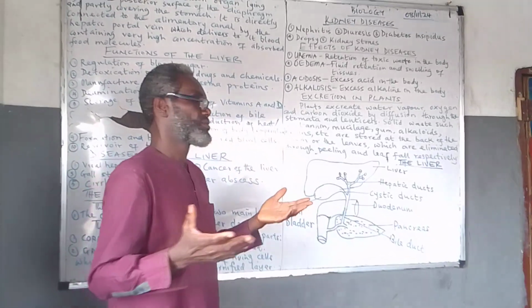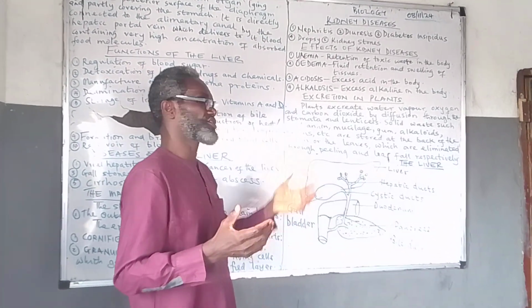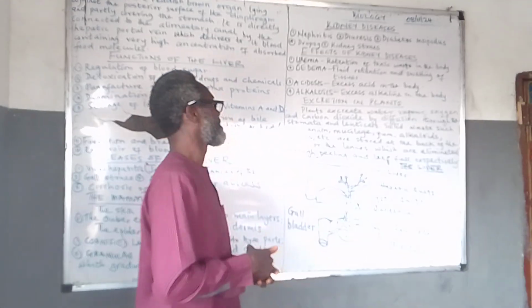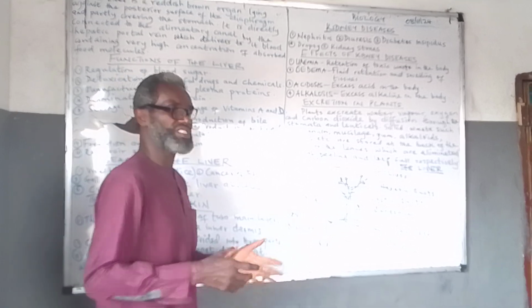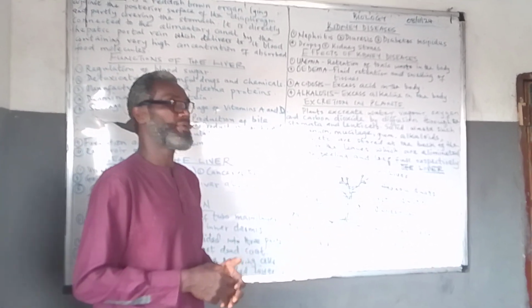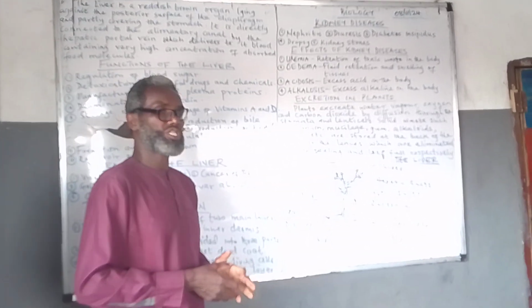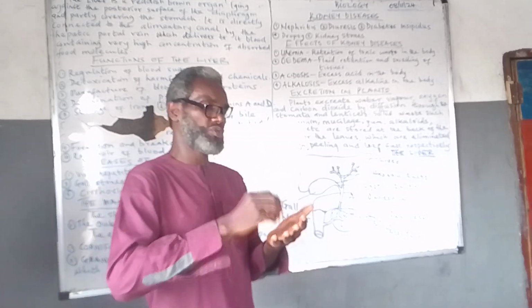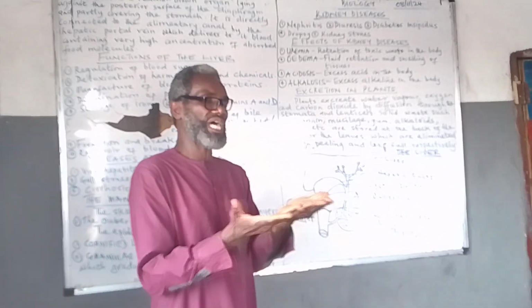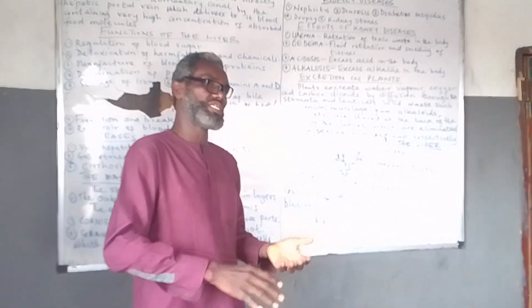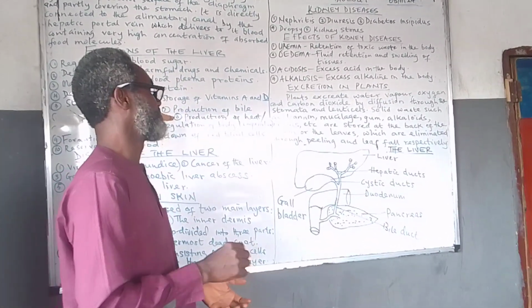So we also need to look at the excretion in plants. What are the things that plants excrete? Plants excrete water vapor, oxygen and carbon dioxide through the process of diffusion. These things go through the stomata, which are holes at the lower part of the leaves, and lenticels along the length of what? The stem.